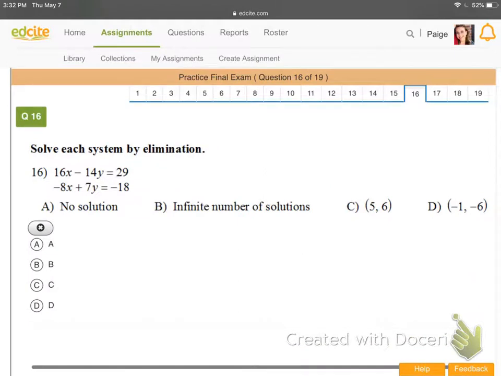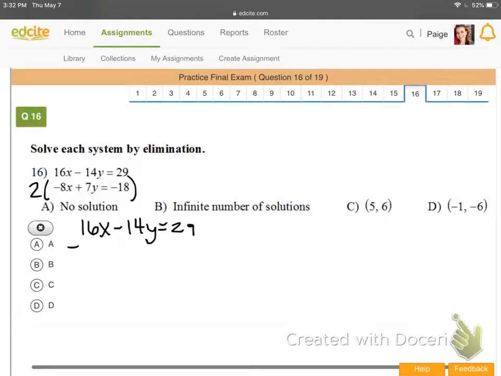All right, number 16. We got another systems one. This one, we have to multiply. Okay, so I'm looking at my x's, I'm looking at my y's. So we can multiply by 2 to cancel out our x's, because if you've got a negative 8x and then you wanted to get 16, yeah, just multiply this by 2. So my first equation is going to stay the same. So I got 16x minus 14y equals 29.